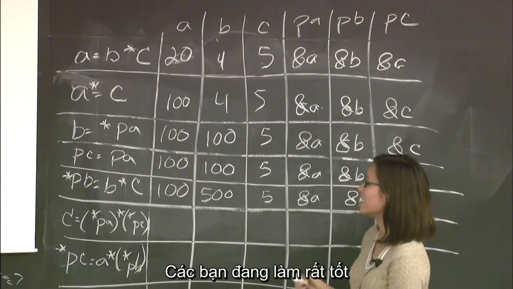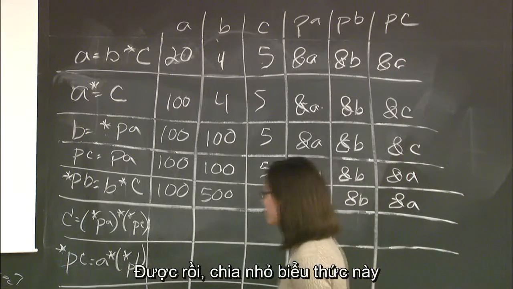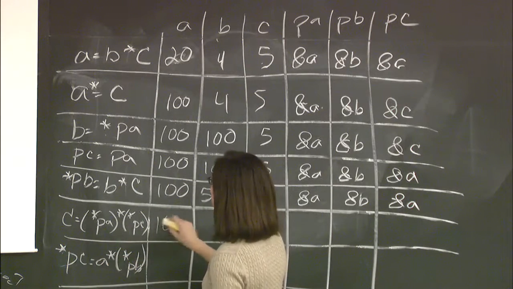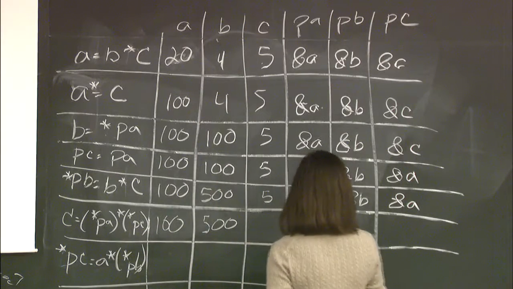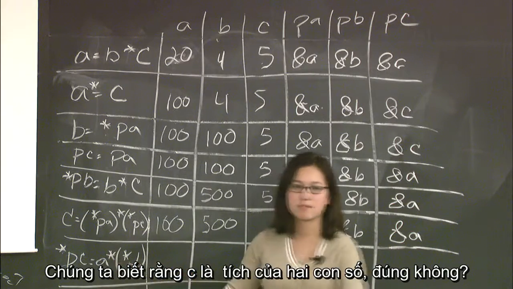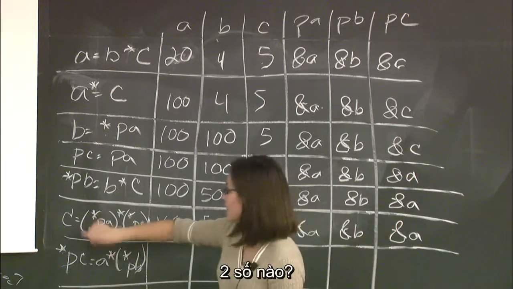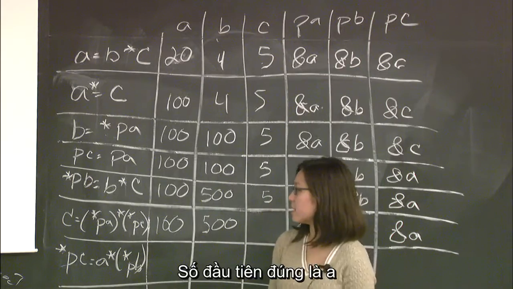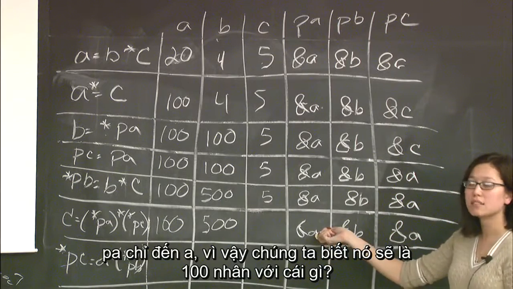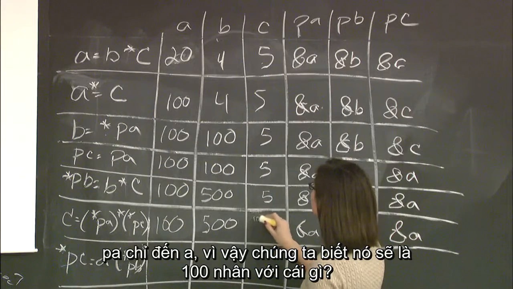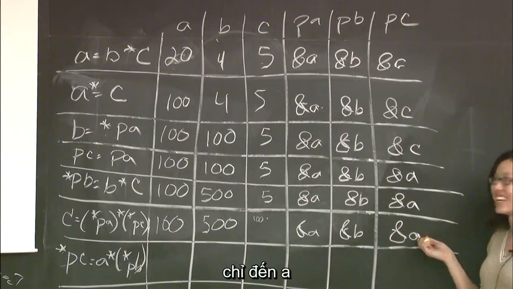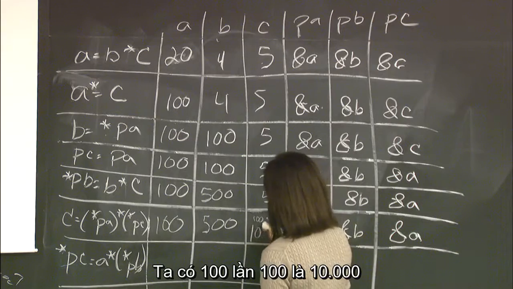Cool. Lovely. You guys are doing great. All right. Breaking this one down. C is changing, right? So we can fill in everything else. We know that C is going to be the product of two numbers, right? What two numbers, though? A and C. So A is right for the first one. So we're dereferencing PA, right? PA points to A. So we know that this is going to be 100 times what? Times what does PC point to? A. Points to A. So 100 times 100 is 10,000.